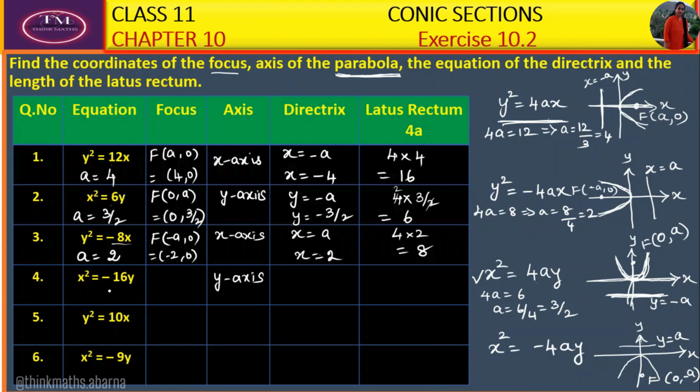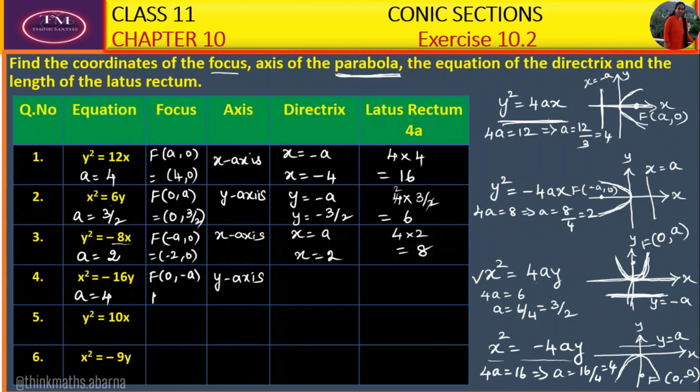And you have negative coefficient. If it is negative coefficient, the parabola will be on the negative side of y axis, that is it will face downwards. So the focus will be 0 comma minus a. So now comparing this with this equation, we will get 4a is equal to 16. That means a is equal to 16 by 4, which is 4. So we will get a is equal to 4.